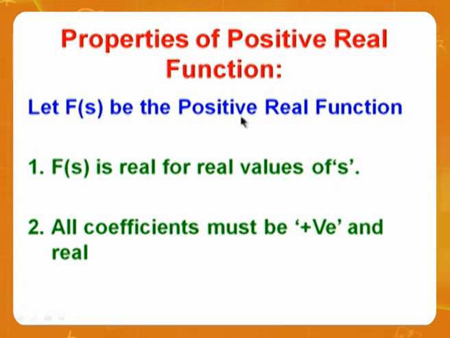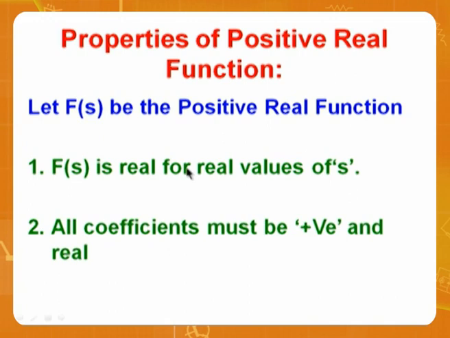Let f of s be the positive real function. F of s is real for real values of s. The value should be real. That's why it's called positive real function. And all the coefficients must be positive and real. That's why it is called PRF. Actually, in short form we call it PRF. All coefficients must be positive and real, and they are real values of s.